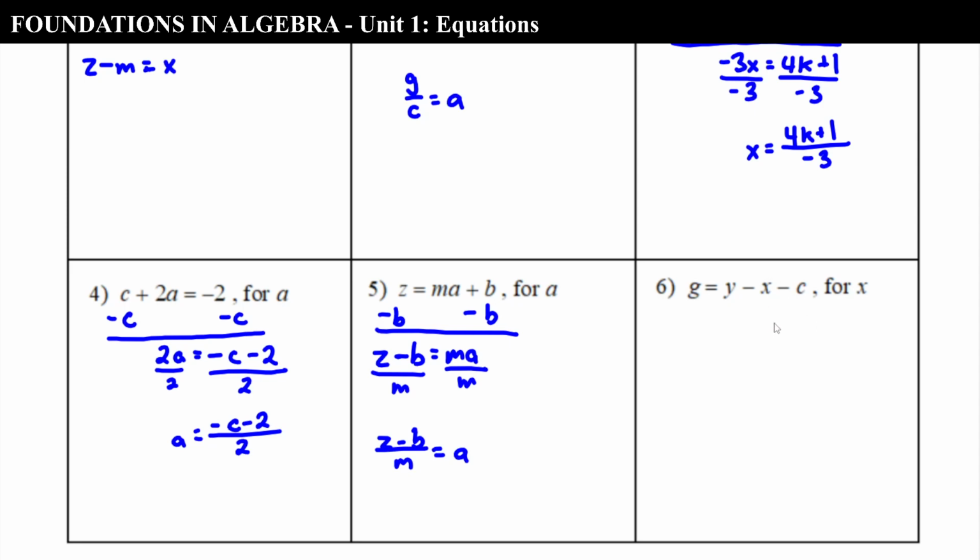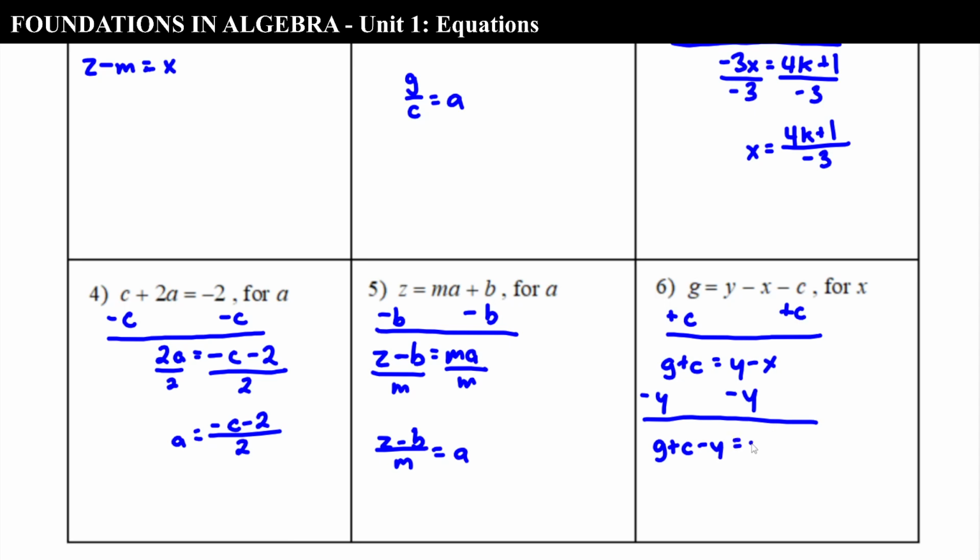And now here we're going to solve for x. So if we're going to solve for x, let's get rid of our y and our c here. So let's start by adding our c to each side, because I think that's the easiest thing to start with. That's g plus c equals y minus x. Now we got to get rid of the minus y. So we do that on this side, we do that on this side, and we get g plus c minus y equals negative x.